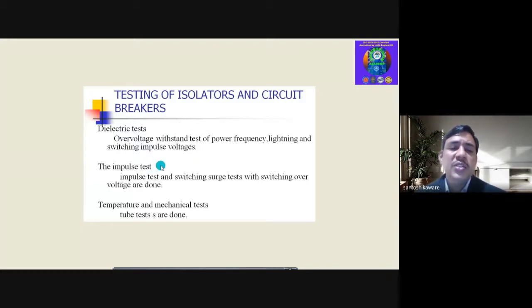Impulse means you apply that voltage especially on the breaker or on the isolators, and certain switching surge tests are also carried out by using switching overvoltages. Then temperature and mechanical tests are also done, especially to test the insulation of the circuit breakers and isolators.